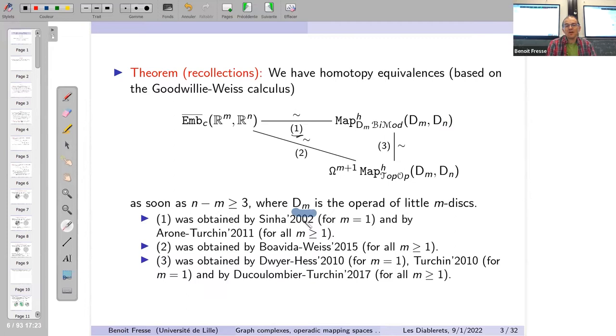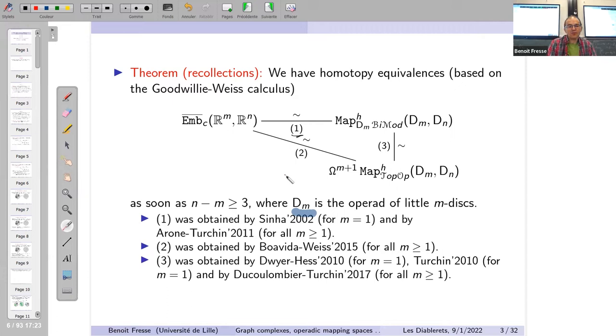And basically Dwyer-Hess was giving a cosimplicial description of this space, which turns out to be the same as this operadic mapping space. And later on, it was obtained by Arone-Turchin in 2011, for all m larger or equal to one, actually. So it gives the first operadic presentation of this embedding space.